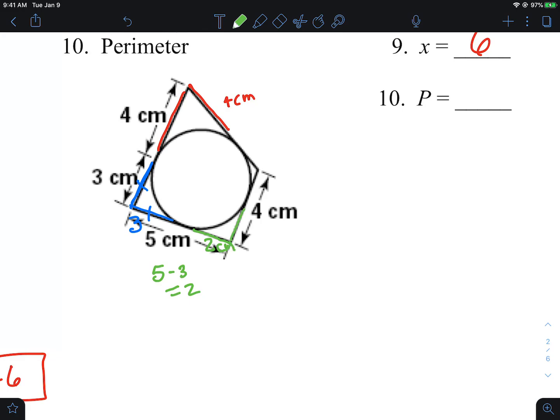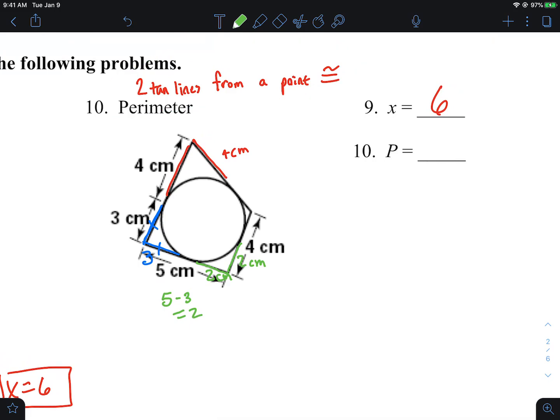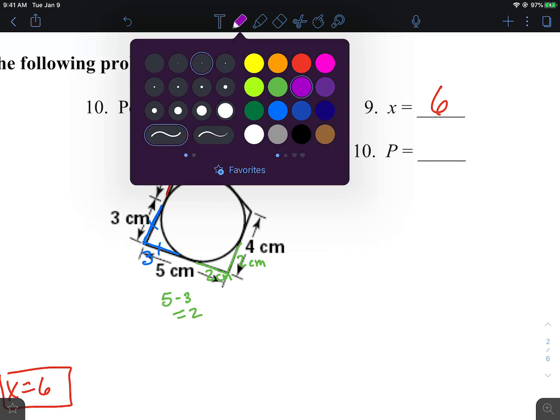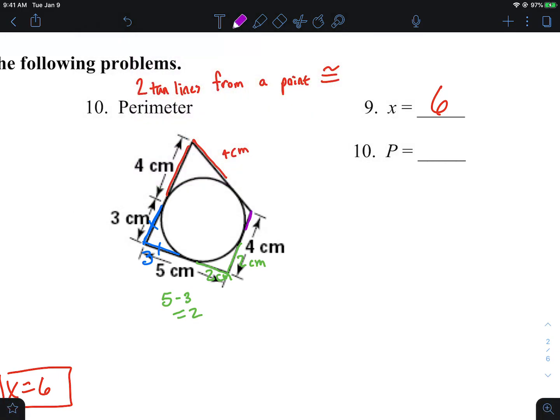And then if that's 2 centimeters, then this is also 2 centimeters based off of the property, two tangent lines from a common point. And then to go get this last piece right here, we technically do 4 minus 2, and it happens to come out to the same thing, and that was a coincidence, but that should be 2 centimeters there, and then therefore this piece here should be 2 centimeters.